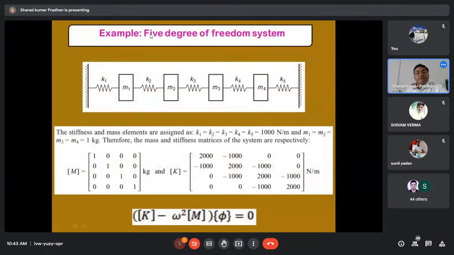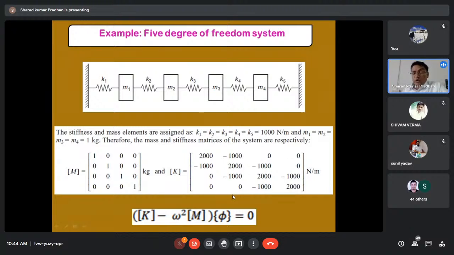Look at this, this is say a 5 degree of freedom system. This is the mass. M1 is 1 kg, M2 is 1 kg, M3 1 kg, M4 1 kg. This is the stiffness. Here I cannot say that K1 is this much, K2 is this much, K3 is this much. No, K1, K2, K3, K4 is 1000. And this is say K1 plus K2, this is K2, and so on.